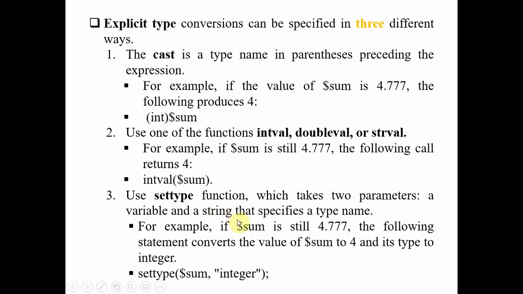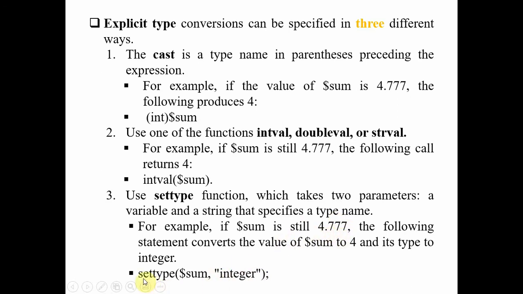The first one is the original variable name, and the second one is the type of the variable to which we need to convert. For example, if it is originally 4.77, that means it is a double or float. Now we need to convert it to integer.